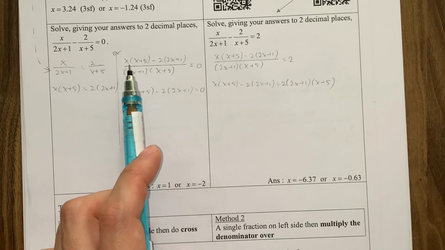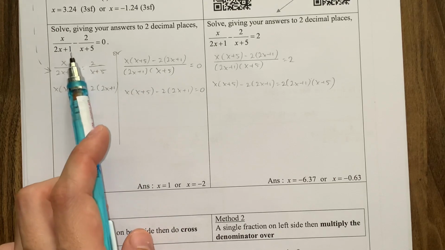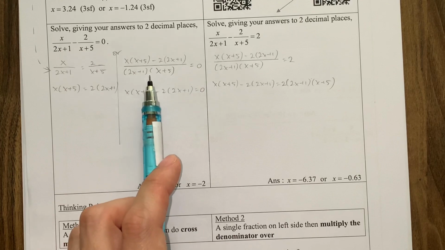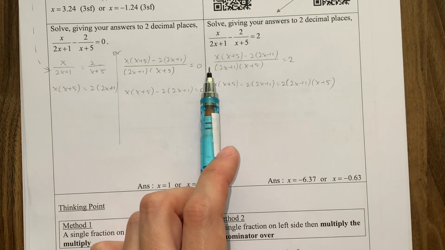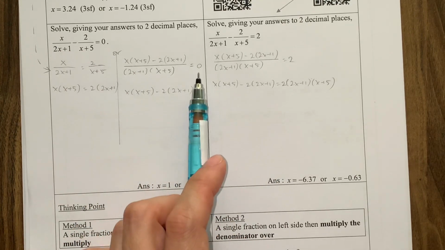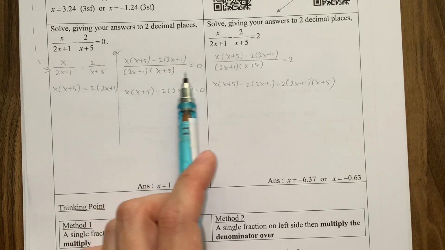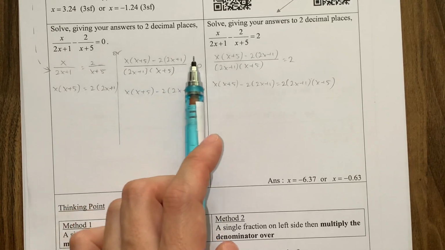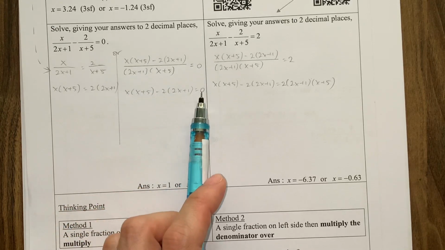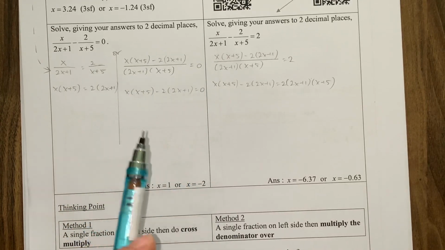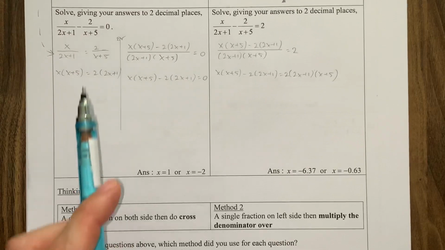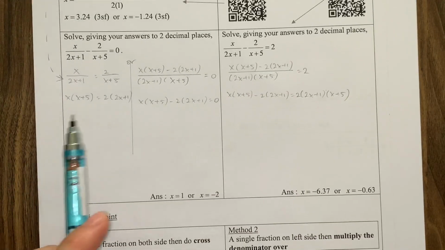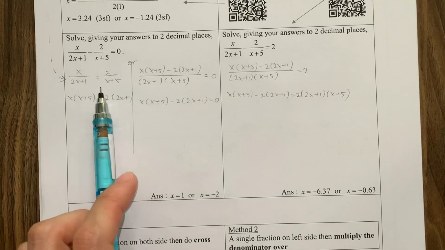I'm going to combine these two fractions. This is how we do it, and then I'm going to multiply this over, and because this happens to be 0, when I multiply this over, the whole thing becomes 0. So on the left side, I'm left with the numerator, right side is equal to 0. If you compare these two methods, clearly this is easier, but this won't always work.